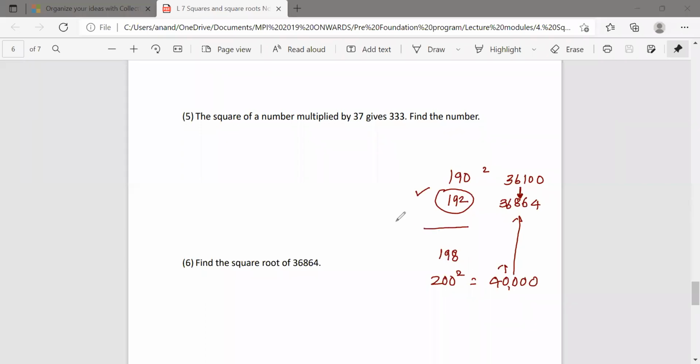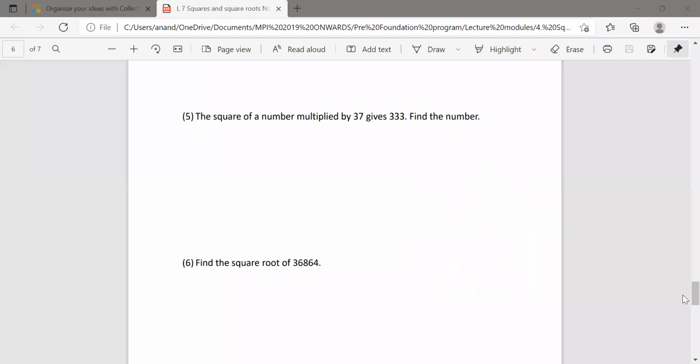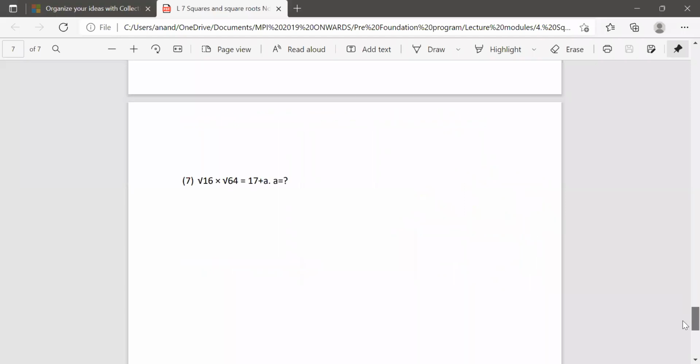And I confirm it with 195 square. 195 square is 38025. So it is smaller than this. So this is 192 square. So use your shortcuts, your judgments, the options available with you all together and to find your answers. Next question.